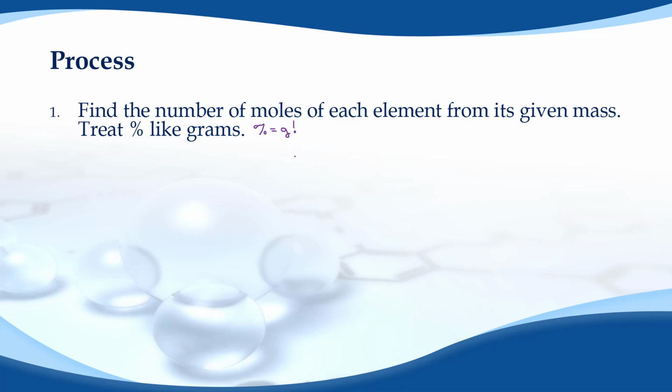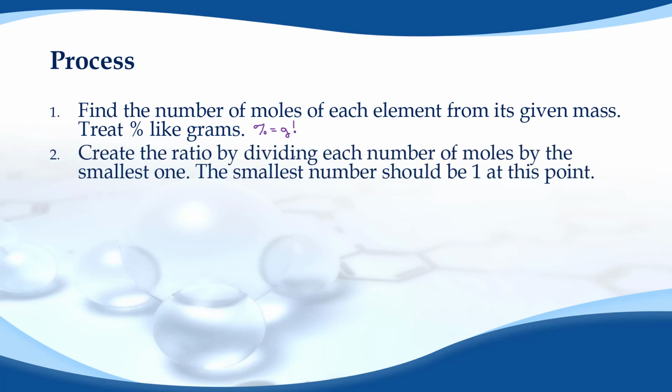Then our next step is we want to create the smallest number in our ratio to be 1. So the way that we do that is we divide the smallest number by itself.